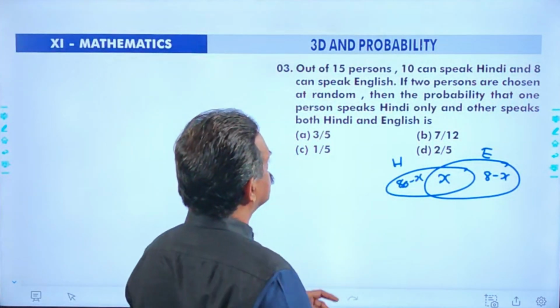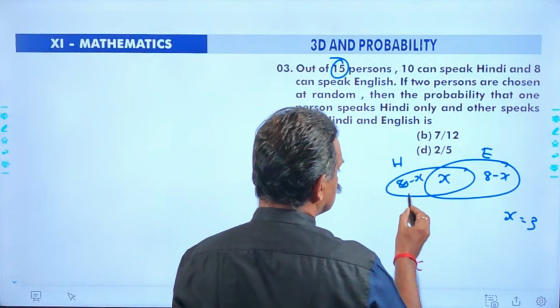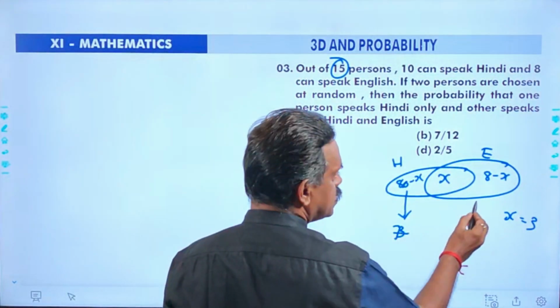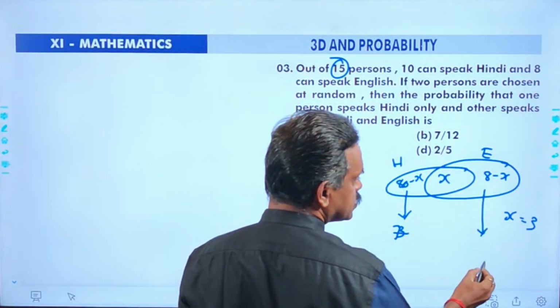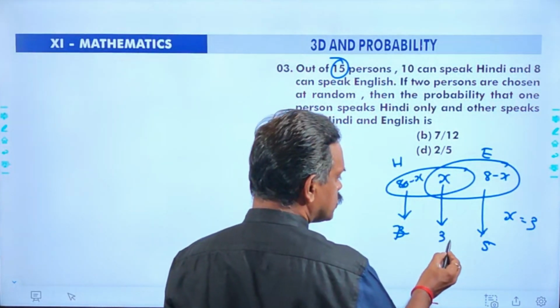When you add all these 3, it should be equal to 15. So x will be equal to 3. Those who are speaking Hindi only is 10 minus 3, which is 7. Those who are speaking English only is 8 minus 3, which is 5. Those who speak both will be equal to 3.